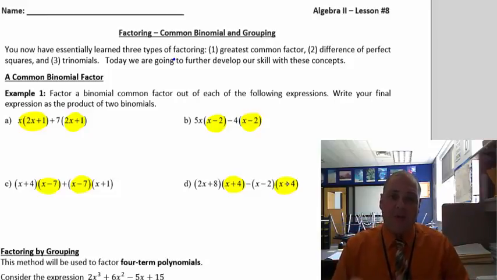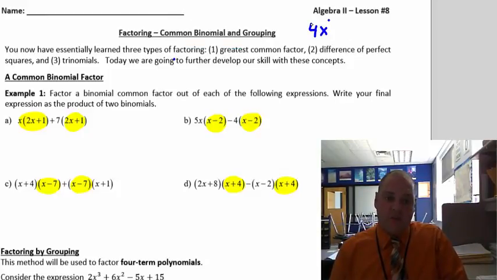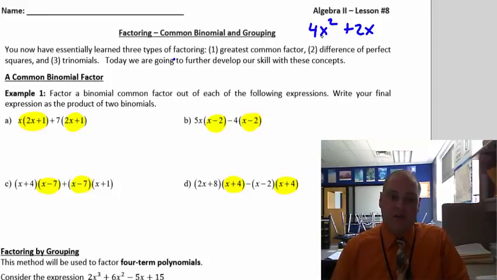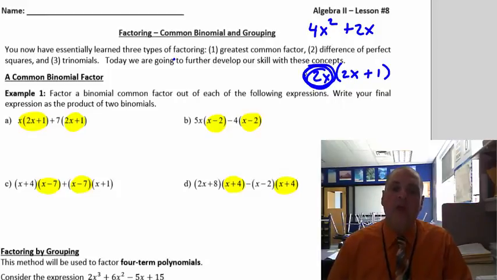We're used to factoring common monomials. What I'm talking about with common monomials is if you had something like 4x squared plus 2x. What's common here and here? Well, I have a 2 and a 2 because 4 is 2 times 2, so I can divide a 2 here and a 2 here. What else is common? x, x. So this would be 2x times 2x plus 1. That's how you would factor this, right? So 2x is the common monomial.